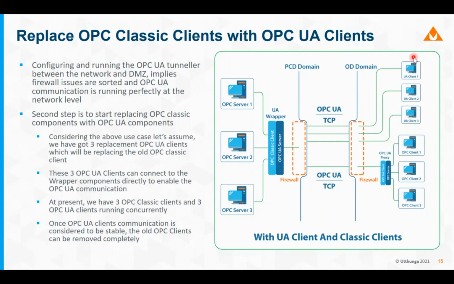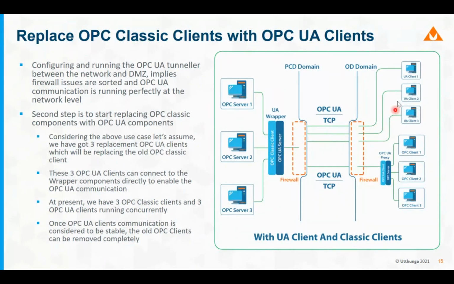These UA clients are connecting directly to the wrapper. Because, as we understood a couple of slides back, a UA wrapper is nothing but a UA server and classic client. So this UA wrapper can not only connect to the proxy, but can connect to all the UA clients. It can connect to actually any UA client. Okay, so now all these UA clients can directly connect to the UA server.